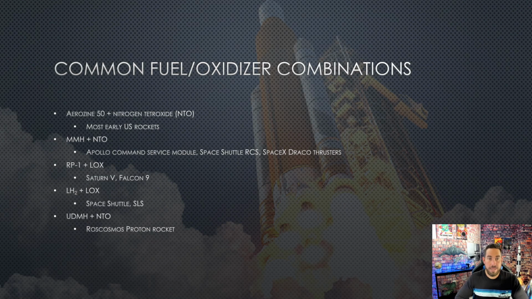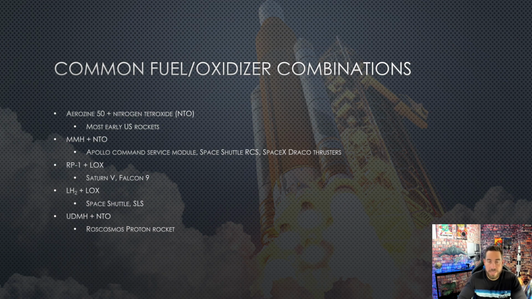Okay, and final slide. So this is just kind of the common stuff that's in use today. Most early U.S. rockets, you saw Aerozine 50, so again the 50-50 combo of hydrazine and UDMH as the fuel with nitrogen tetroxide as your oxidizer. The Apollo CSM, Space Shuttle reaction control system, SpaceX Draco and Super Draco thrusters use MMH and NTO.